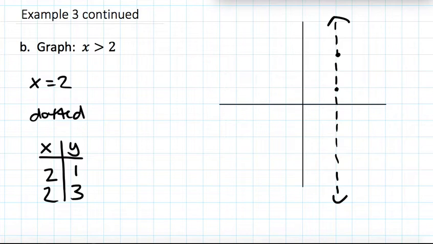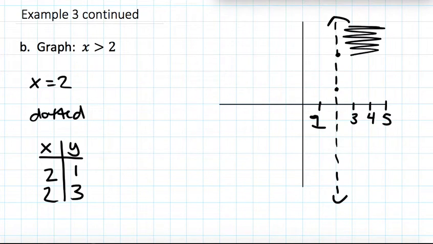And then for the shading, x coordinates greater than 2, if I label my x-axis here, are going to be to the right. Numbers smaller than 2 are going to be to the left. So greater than 2 means that I shade on the right side.